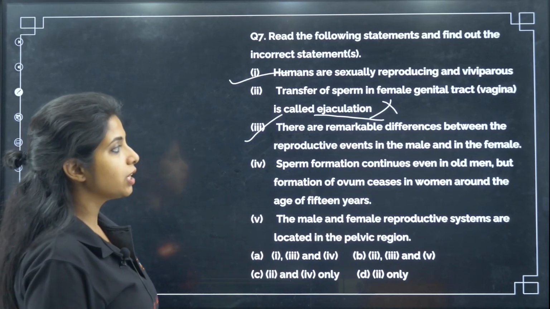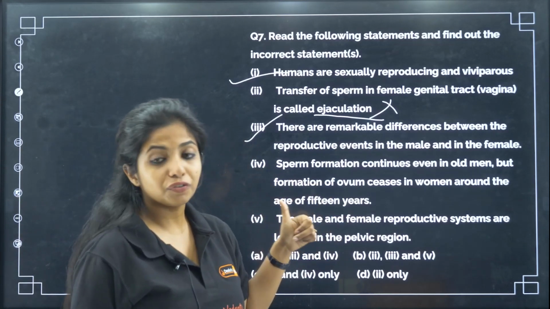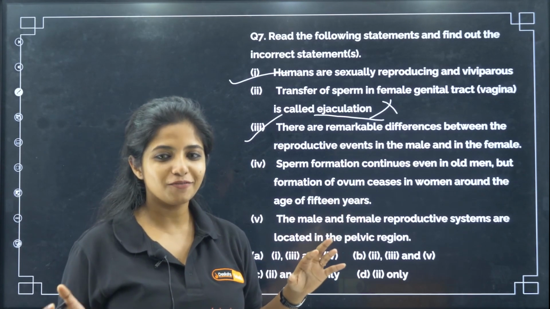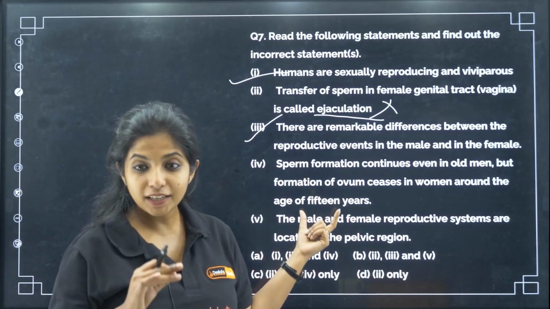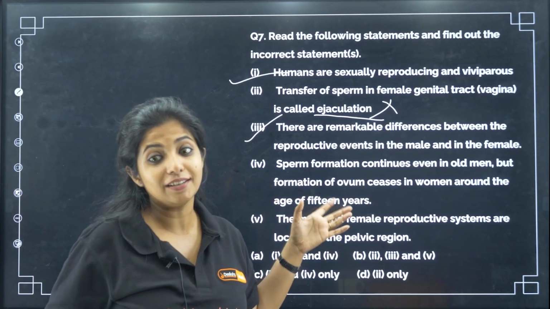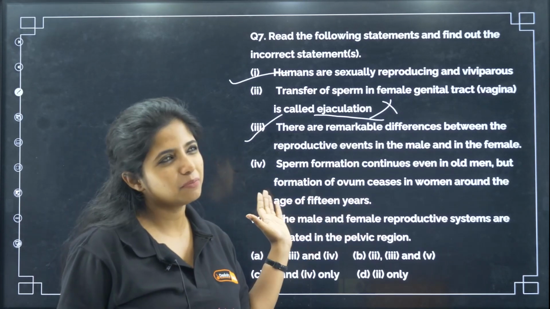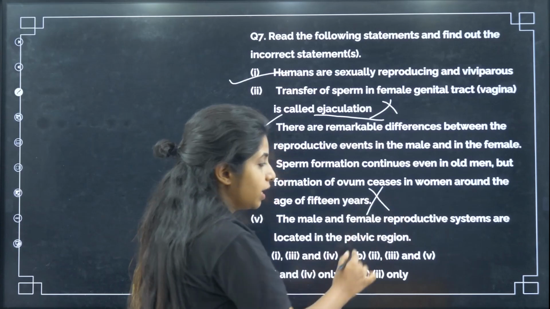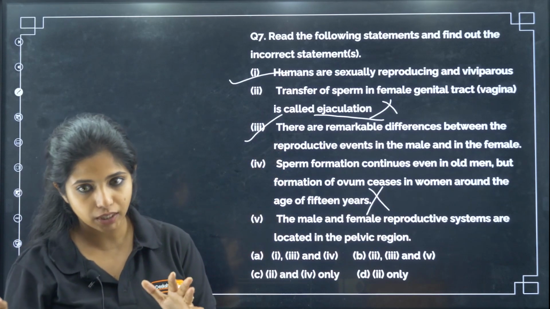Now, the sperm formation continues even in old men, but formation of ovum ceases in women around the age of 15 years. Children who have studied 50 probably might have got confused. Well, it's just there to confuse you guys. Please remember 50 years and 15 years is different. Read the question entirely. Sometimes it probably might be saying 50 only, but 15 is written over here, so that is wrong. Menopause happens at almost around 50 years of age, not 15.